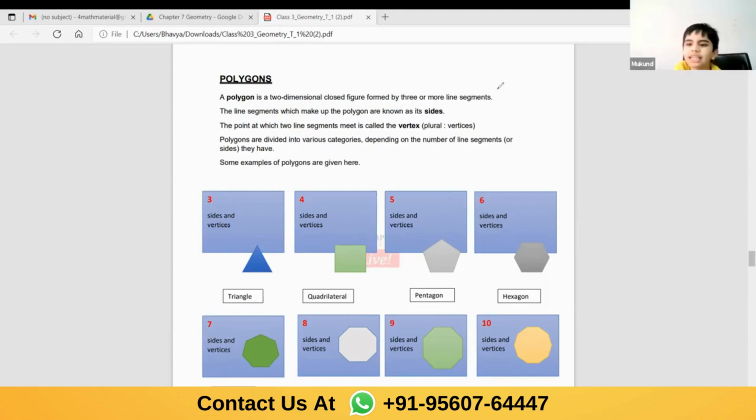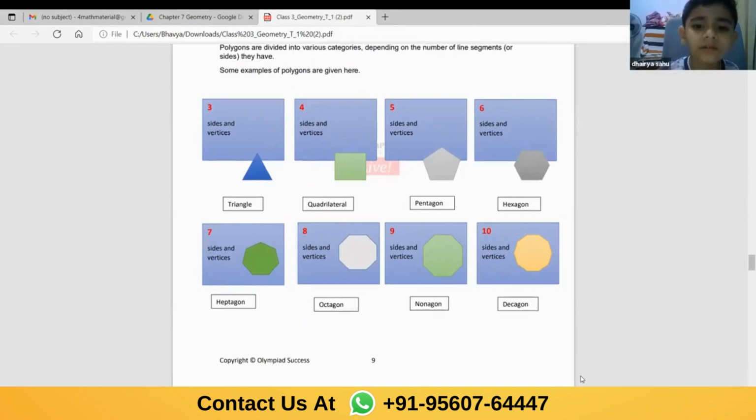Ma'am, what is the total number? Is it 10, or are there more shapes with more than 10 sides? There could be, there could be 12 also. Yes, there could be more sides, like the dodecagon. Ma'am, how does the nonagon look? Because I can see that the nonagon has only 8 sides.